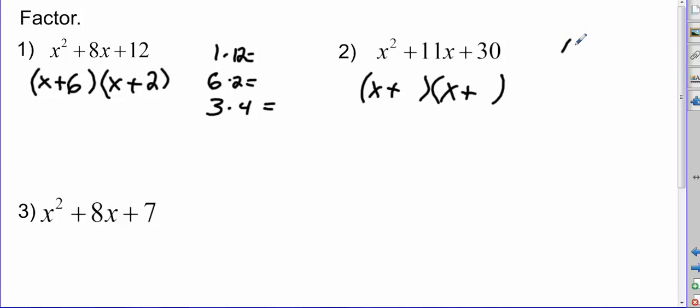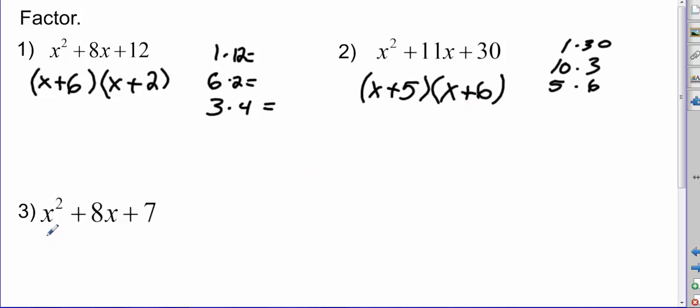The first set of numbers that I can think of would be 1 and 30. Then we could do 10 times 3. Then we could do 5 times 6. We could also do 6 times 5, 3 times 10, and 30 times 1. But when I got to 5 and 6, I figured out which ones we're going to have. Again, it doesn't matter which order we put them in this particular case. So we can go ahead and plug in 5 and 6, and on that one we're done.